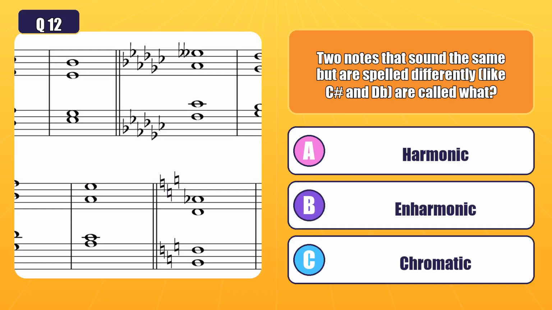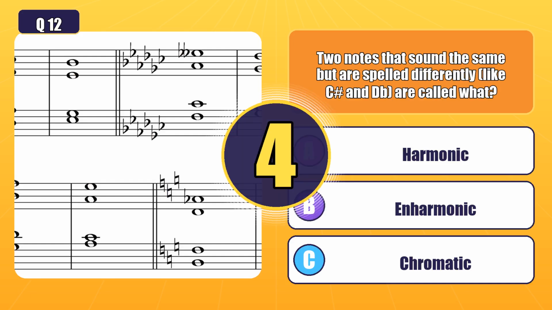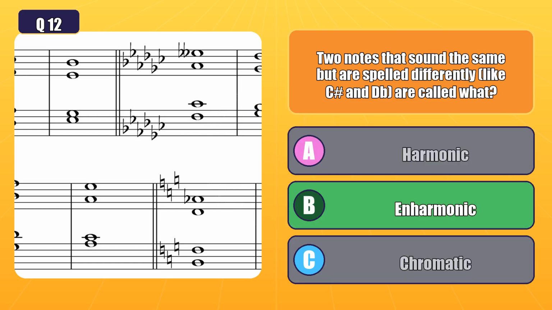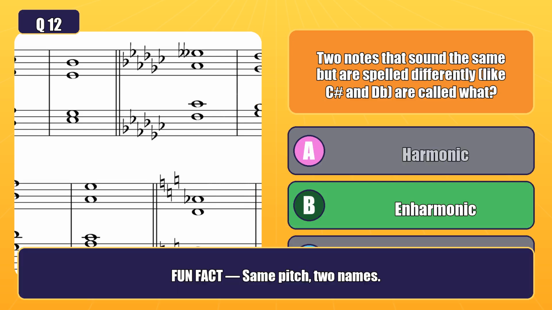Question number 12. 2 notes that sound the same but are spelled differently, like C sharp and D flat, are called what? The answer is enharmonic. Fun fact, same pitch, 2 names.